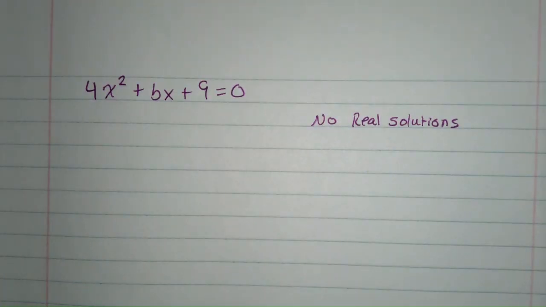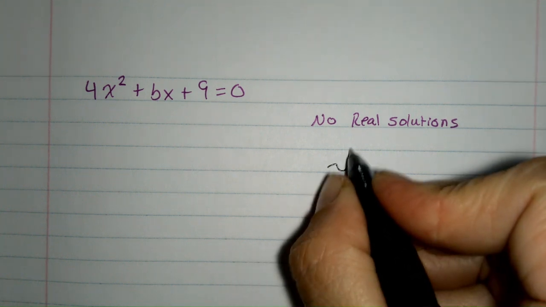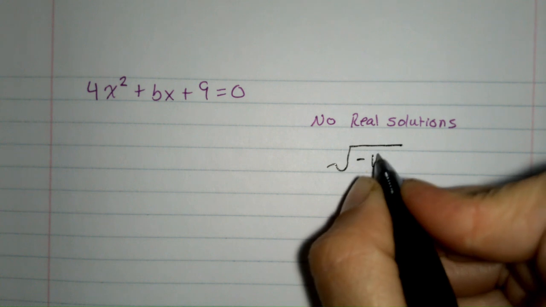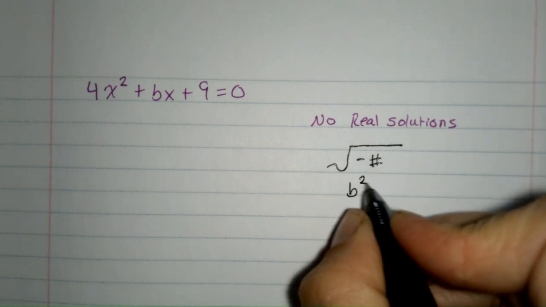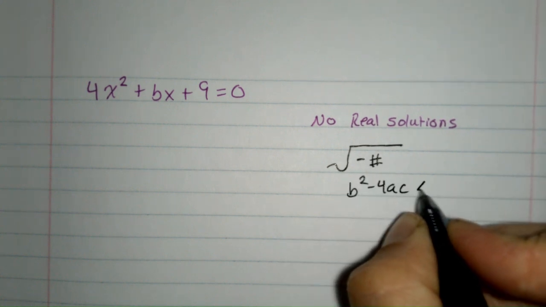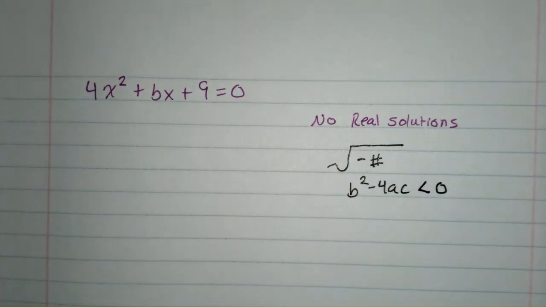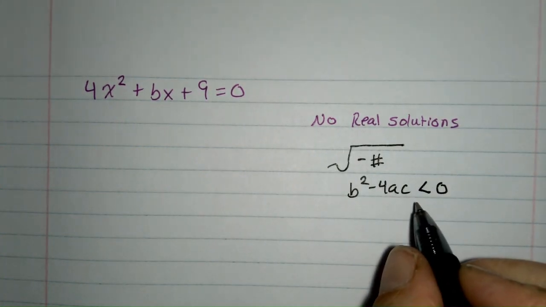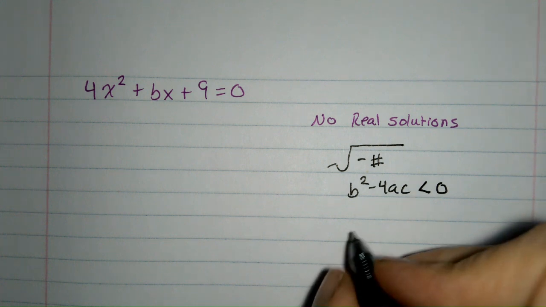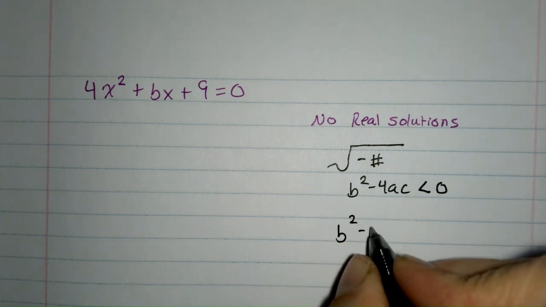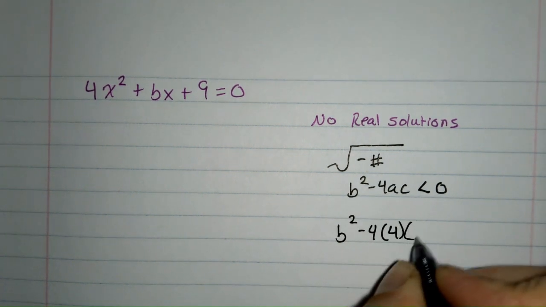I know you could go in and you could sit there and play with the graph until you found a b value to where it did not cross the x-axis. That's not what this is wanting. Okay, no real solutions happens when the number underneath the radical is negative. In other words, when b squared minus 4ac is less than 0. If we can find out when this happens, we can get this. Okay, so I don't know b, I know a, and I know c.